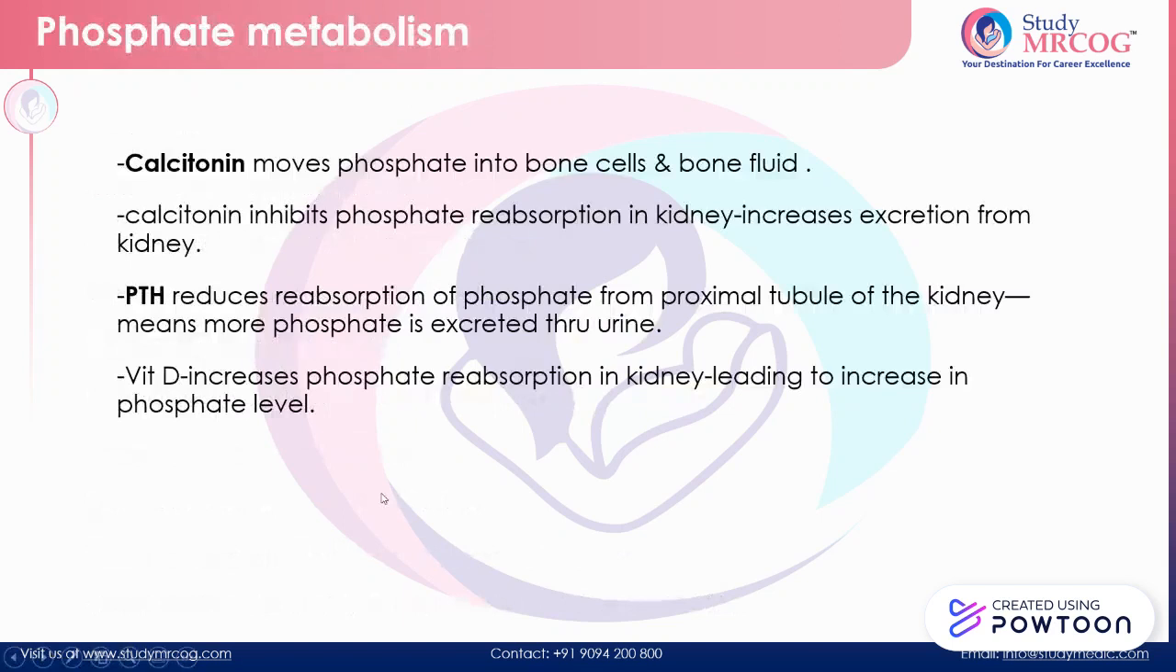Now, what about phosphate metabolism? So, calcitonin moves phosphate into bone cells and bone fluid. That means it decreases the level of phosphate in the blood. Okay. And what does PTH, or parathormone, do? It reduces the reabsorption of phosphate from proximal tubule of the kidney. That means more of phosphate is excreted in the urine, and vitamin D, that increases phosphate reabsorption in the kidney, leading to increase in phosphate level. So basically, calcitonin and PTH, they decrease the level of phosphate in the blood, whereas vitamin D, it increases the level of phosphate in the blood.